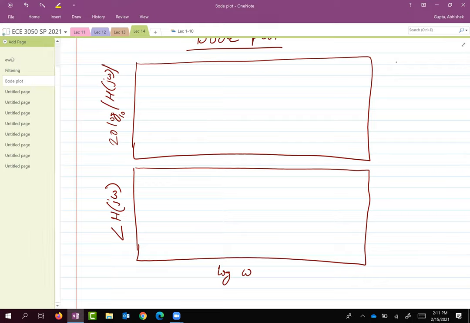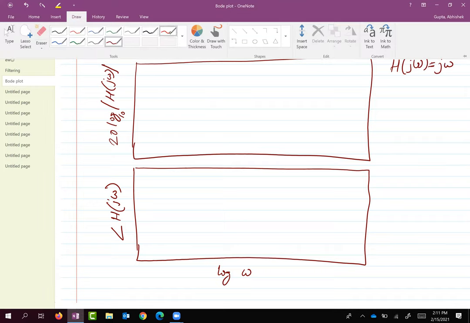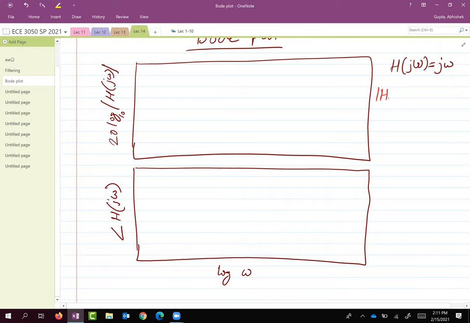Okay, so in the case of H of j omega equals j omega, what is the amplitude? What is the absolute value of H of j omega? What would the absolute value be? Wouldn't that be the complex conjugate? No, this is the absolute value.